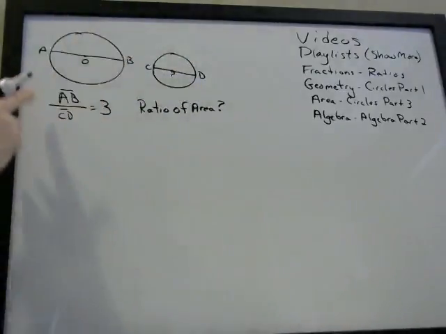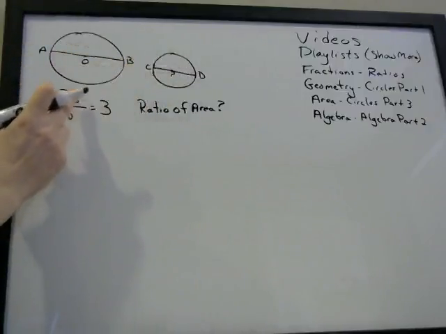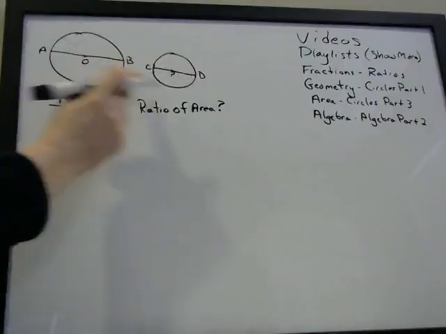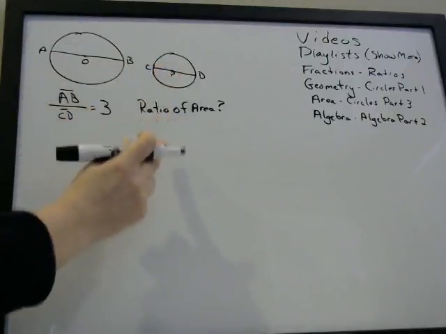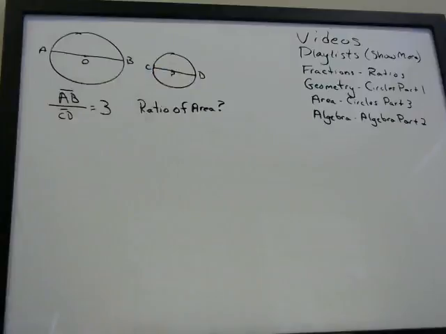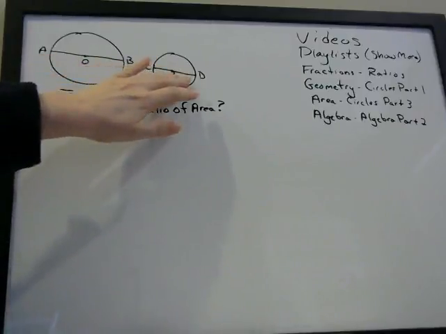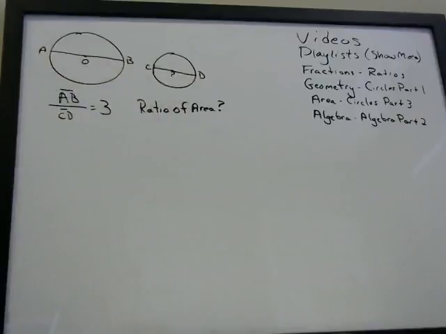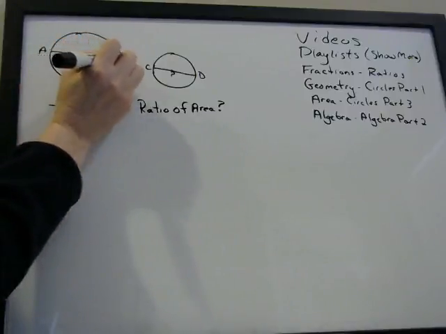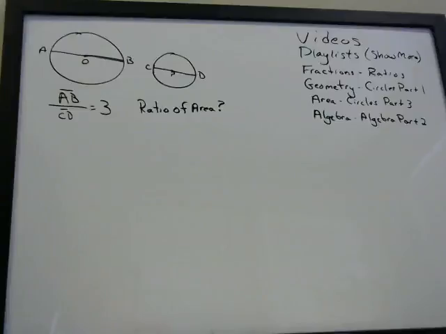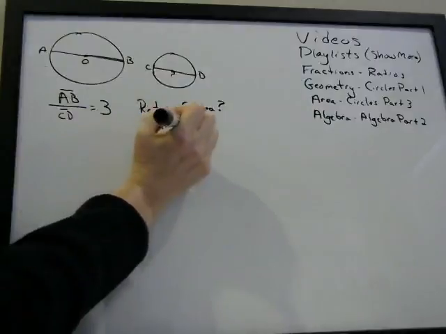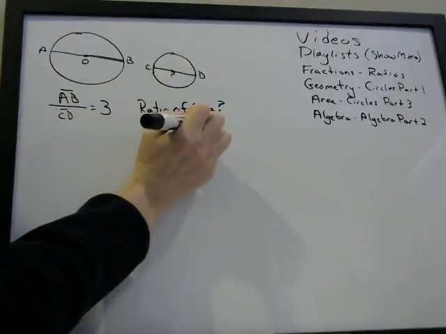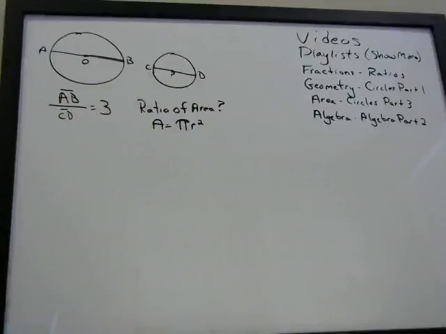So they're telling you that the ratio of the diameters is 3. This diameter is 3 times bigger than this diameter. And then what they're asking is, what is the ratio of the area of this circle to the area of that circle? One thing you need to know is the relationship between diameter and radius. The radius is only half the diameter. If you don't know what radius is, watch that video. The area of a circle is pi r squared, where r is the radius.